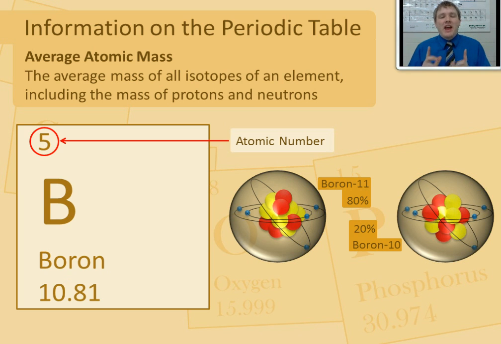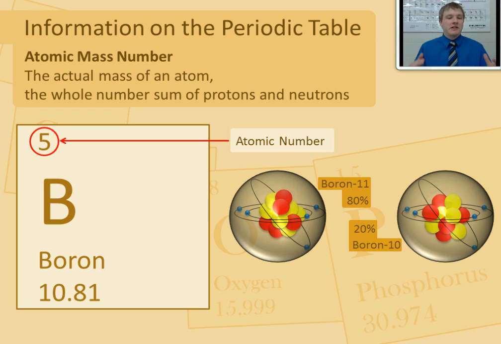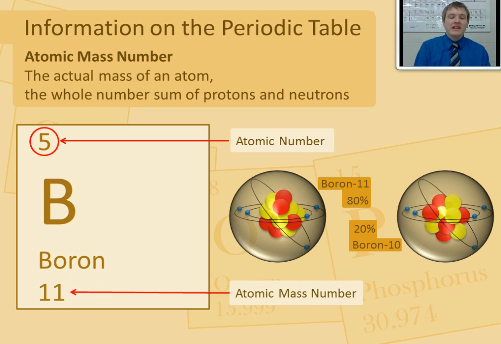So because there has to be a whole number of neutrons, we have to figure out a mass number that is a whole number. And to make the average atomic mass into a whole number is very simple. You just take that average atomic mass number and you round it off, because the actual mass of an atom has to be a whole number, because it's the sum of protons and neutrons, and you can't have a decimal place amount of protons and neutrons. So we're going to take that 10.81 and we're going to round it up to 11.